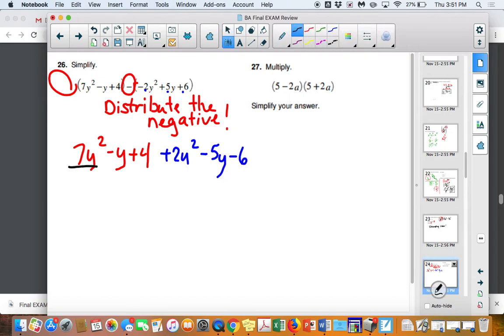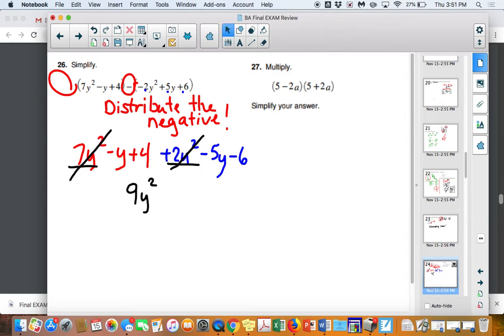So we have a positive 7y squared and a positive 2y squared. They go together and give you a 9y squared. And remember, your variables have to be the same. Your powers have to be the same. So those are gone because they're the only y squares I had.